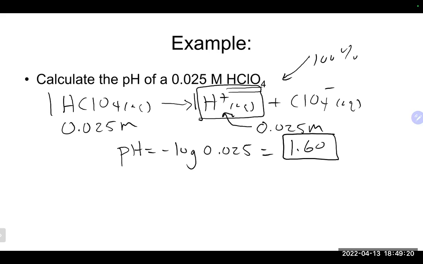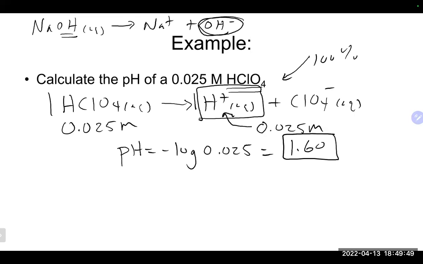Now, for example, if it happened to break apart into 2 hydrogens, we would take the concentration and multiply it by 2, right? And that will get you there. You could also do the same thing if you had a strong base. Remember, a lot of strong bases have hydroxide in them. So something like sodium hydroxide would break apart 100% into a sodium ion and a hydroxide ion. And it would be the hydroxide ion that would be important here.